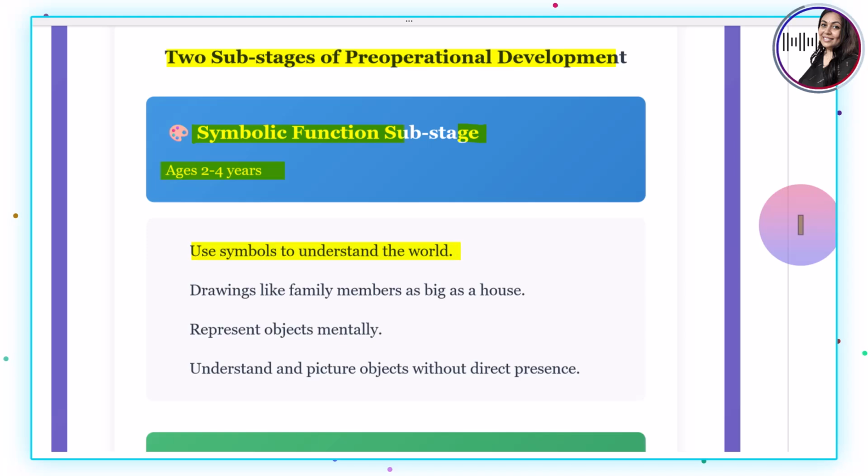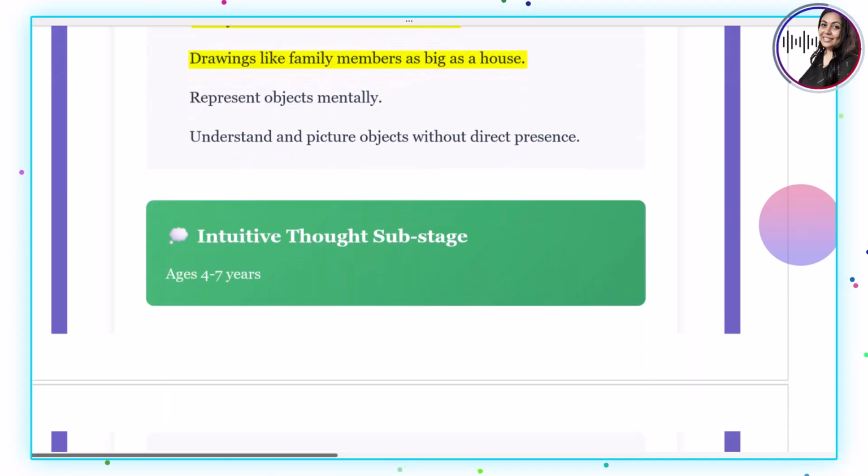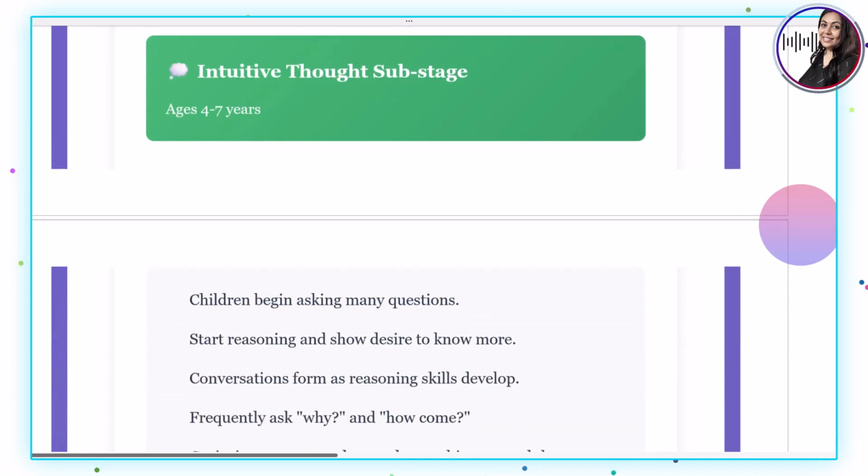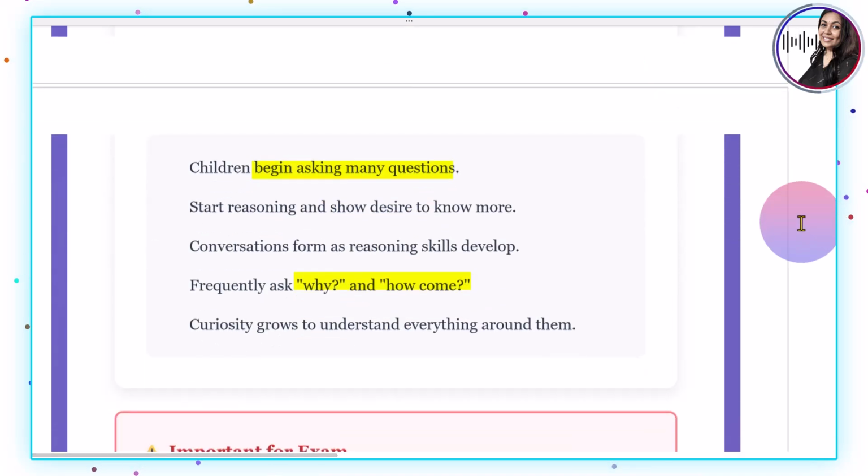During this period, children use symbols, images, and words to represent objects mentally, even when those objects are not physically present. This explains why young children may draw family members unrealistically large or small. The drawings reflect meaning rather than proportion. The second is the intuitive thought substage, from ages 4 to 7, where children begin asking frequent questions such as why and how come. Although their reasoning is not yet logical, curiosity increases, conversations become more complex, and children show a strong desire to understand the world around them.